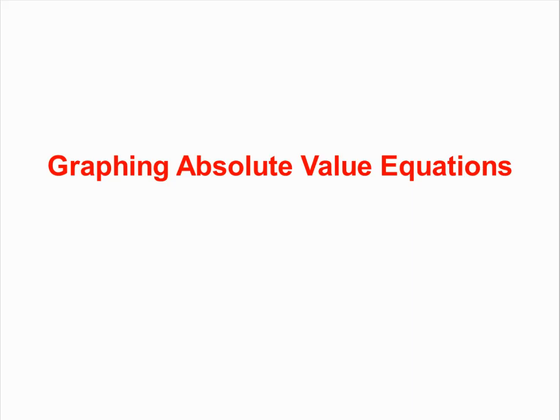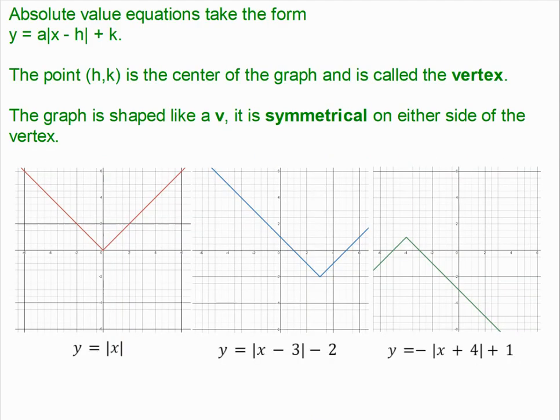For this video, we're going to be discussing graphing absolute value equations. An absolute value equation takes the form y equals a times the absolute value of x minus h plus k. An example of that could be y equals the absolute value of x minus 5 plus 6. The point (h, k), taken from this h and this k, is the center of the graph, and that's what's called the vertex.